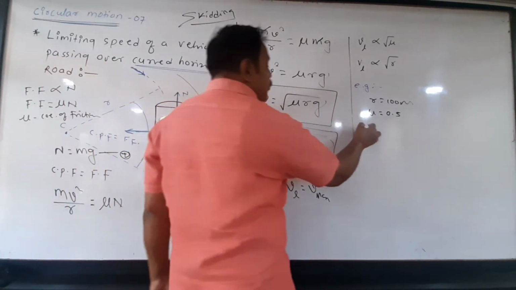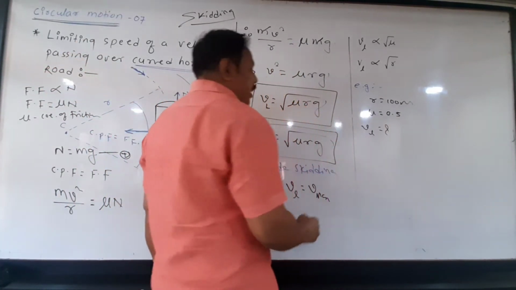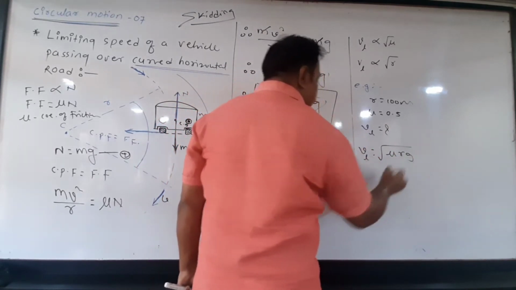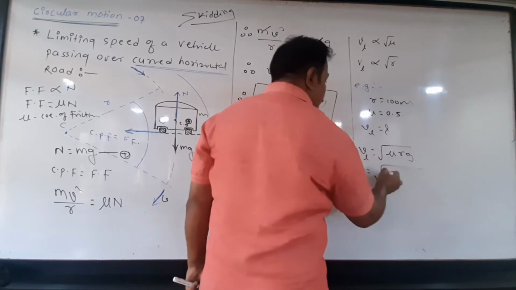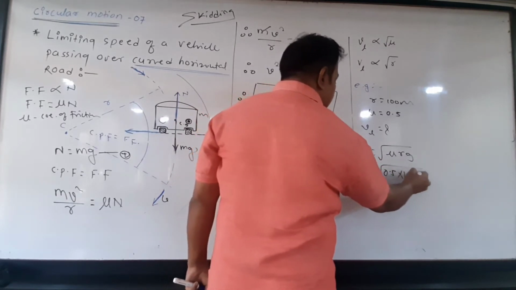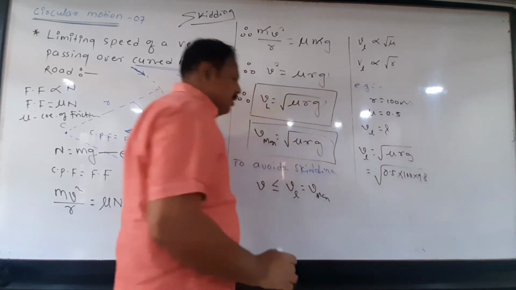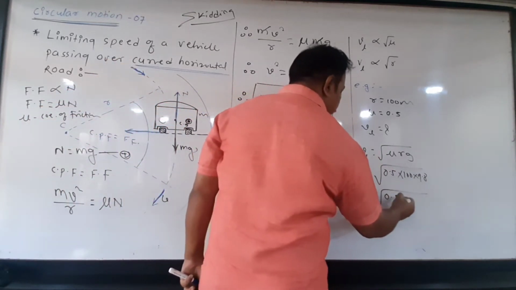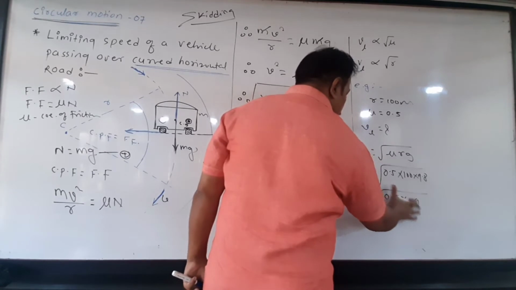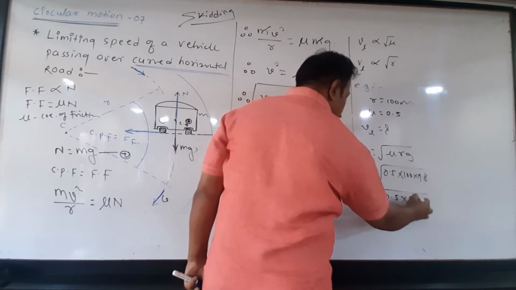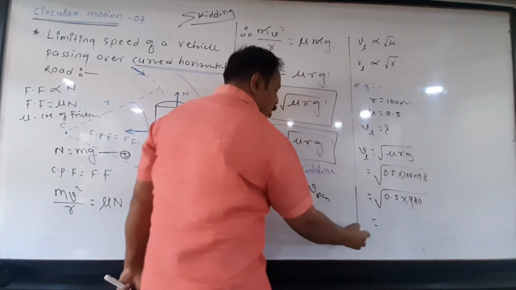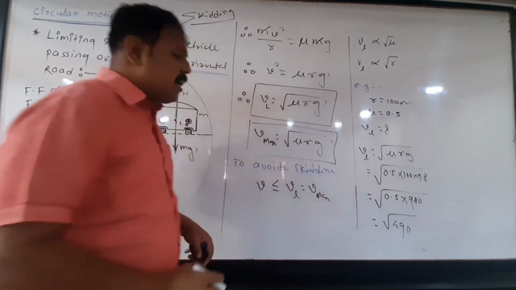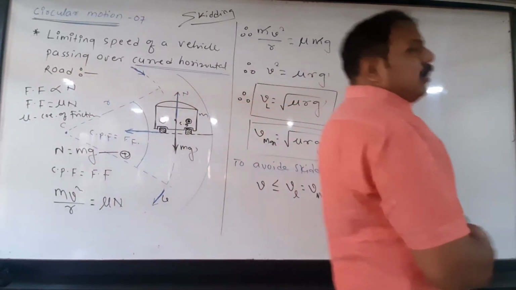Calculate the limiting speed of the vehicle. We know the limiting speed is under root mu r g. That is equal to under root mu, which is 0.5, r is 100, g is 9.8. So it is equal to 0.5 into 980, therefore it is equal to 490, under root 490.